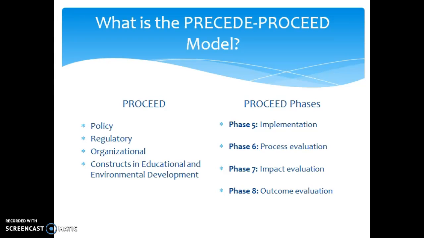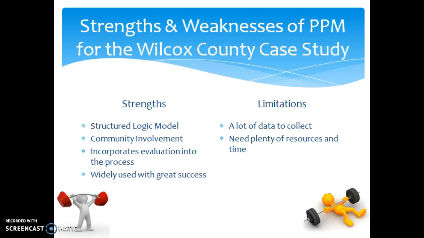Phase 6 is the process evaluation. This part of the evaluation is where we evaluate if we are actually doing the things that we had planned to do. And phase 7 is impact evaluation. During the impact evaluation, we check to see if the intervention is having the desired impact on the target population. Phase 8 is the outcome evaluation. This is where we analyze the program to see if the intervention is leading to the desired outcome we had planned for in phase 1.